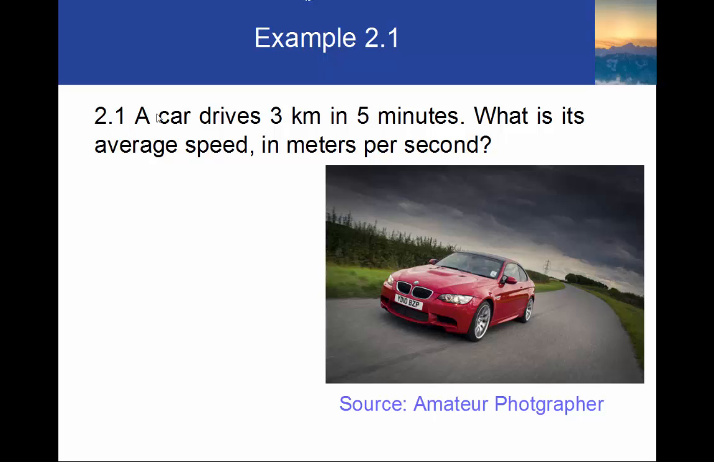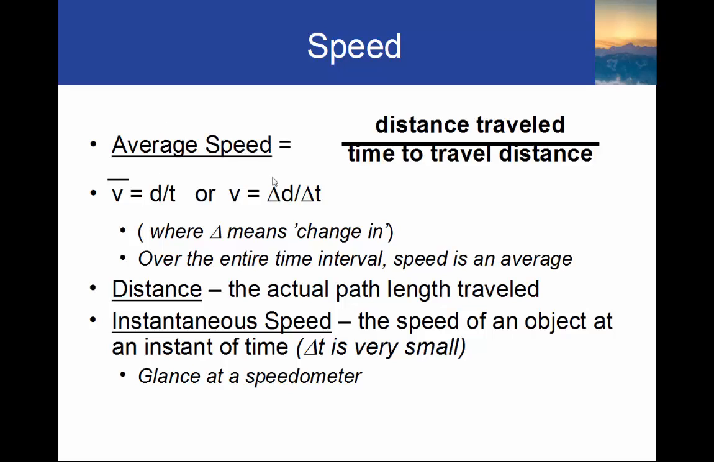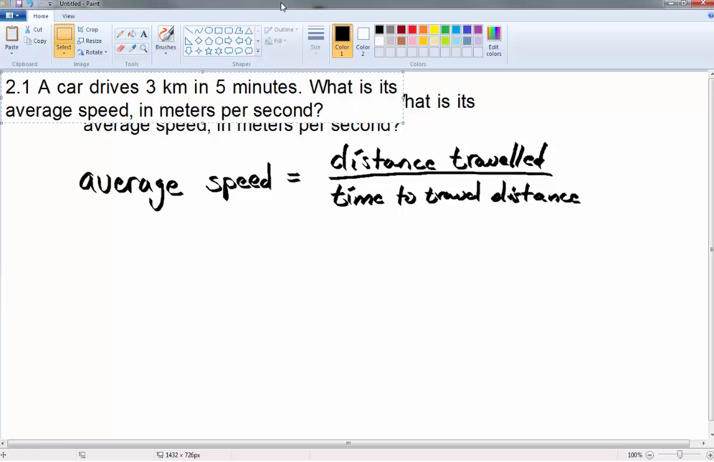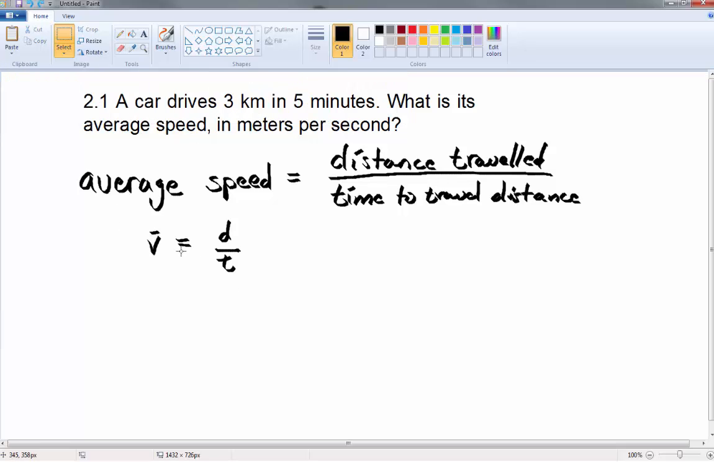In our first example, we have a car which drives 3 kilometers in 5 minutes, and what we want to know is the average speed in meters per second. Recall that to find the average speed, you can use the distance traveled and divide it by the time to travel that distance. This is from our notes on speed. Distance is the actual path length traveled. In this case, we're told a specific distance, and the time as well. The distance traveled is 3 kilometers, the time is 5 minutes. So our equation is average speed equals distance traveled over time to travel the distance. That's v bar equals d over t.